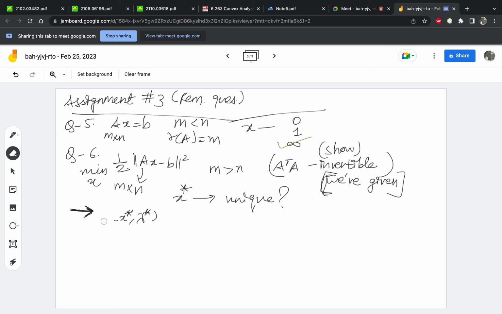Okay, it's an unconstrained optimization. I don't need to do that. It's an unconstrained optimization case. So let me directly take the gradient of this and equate it to 0. What will it be?